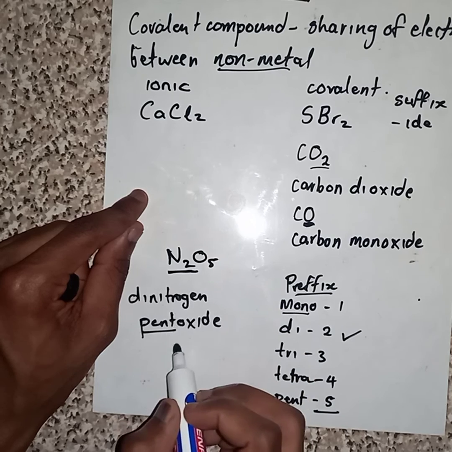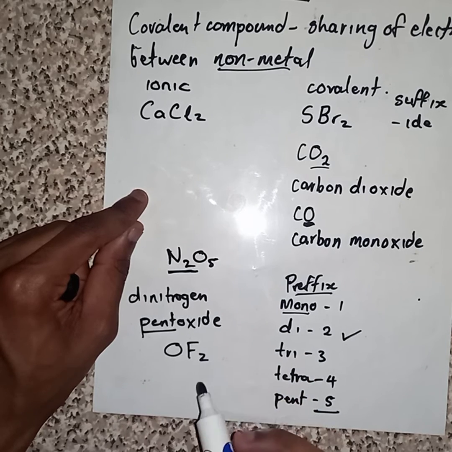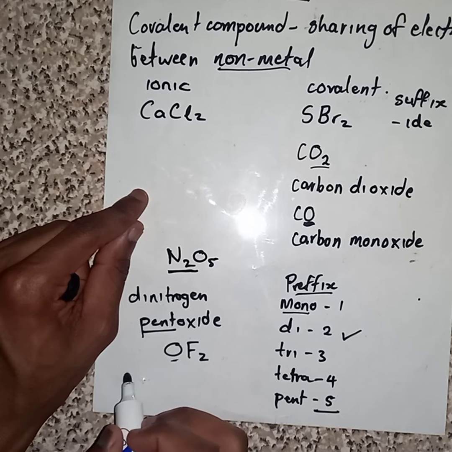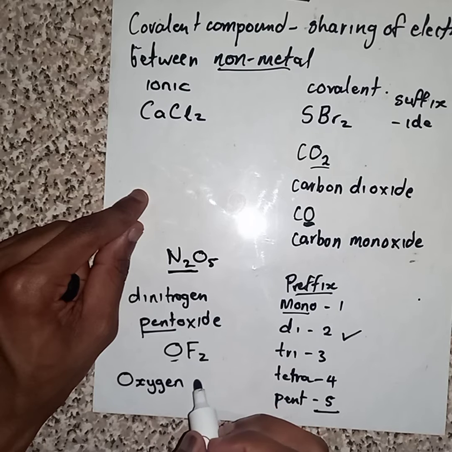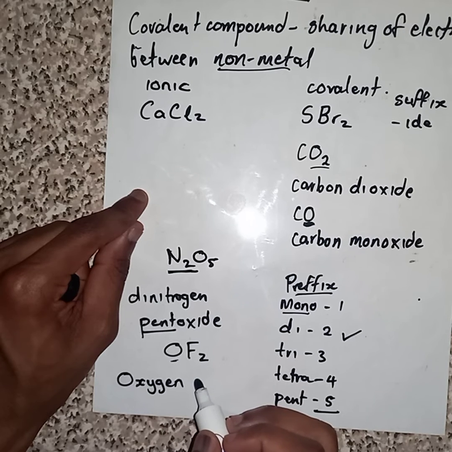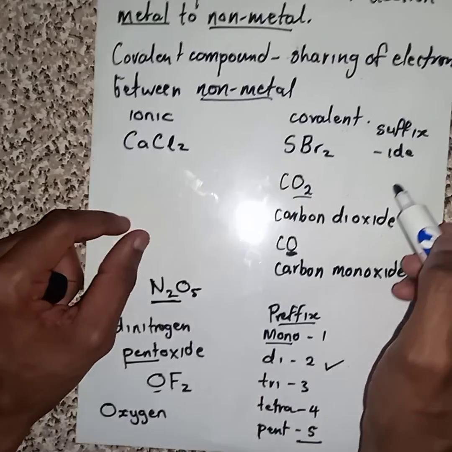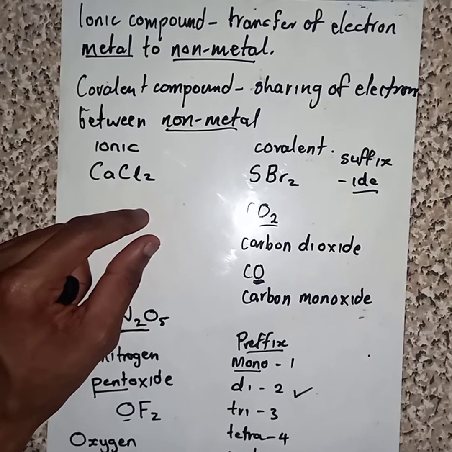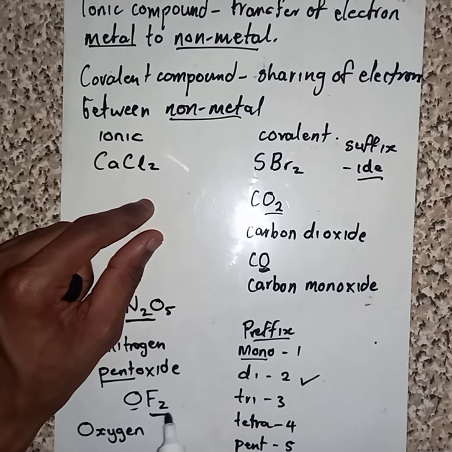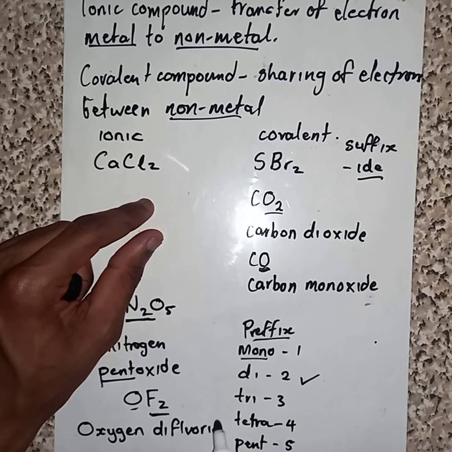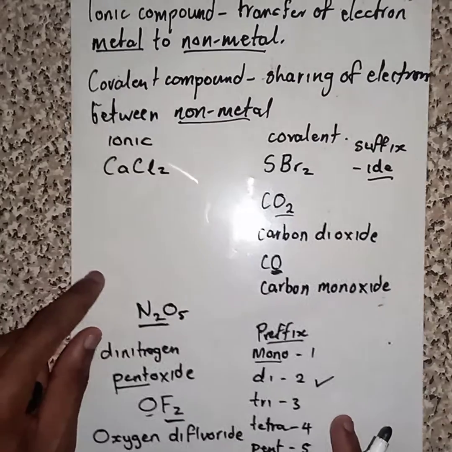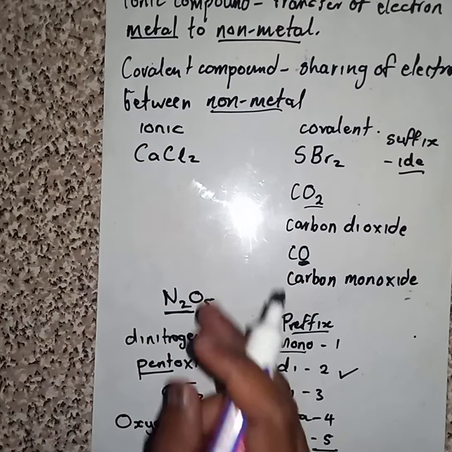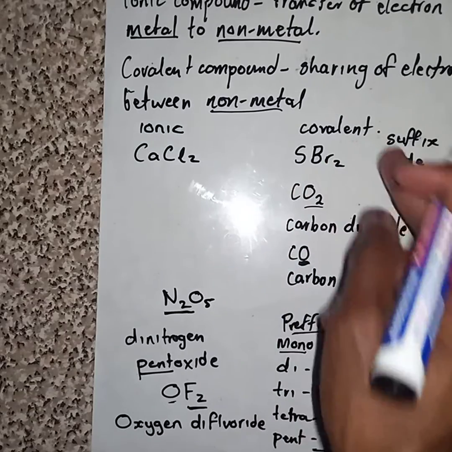If I have now OF2, then the first one is going to be oxygen. Then the second one is fluorine. But we don't say fluorine. We must end with the suffix now of IDE. Then how many fluorine do I have? 2. Difluoride. Oxygen difluoride. You see, I wanted to make a distinction between ionic together with covalent.